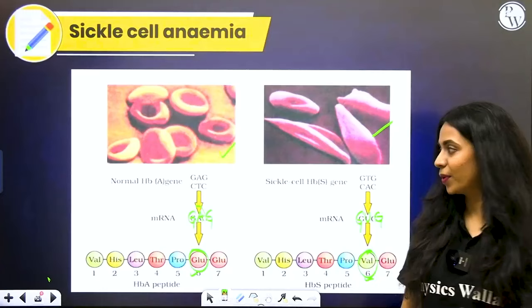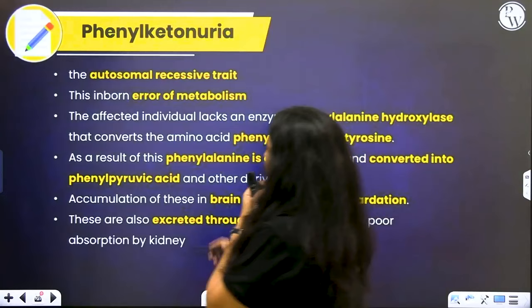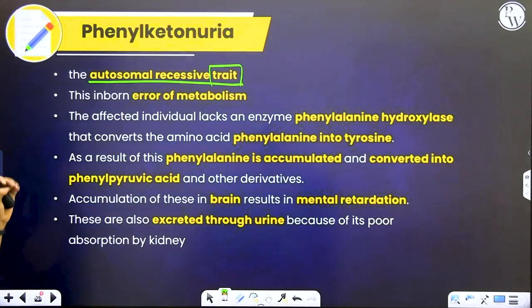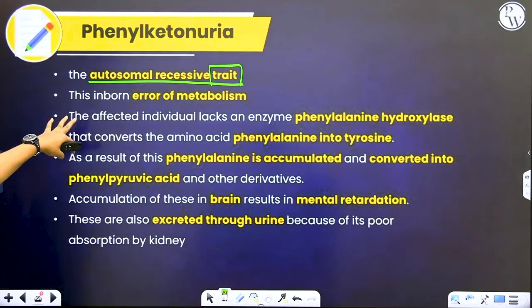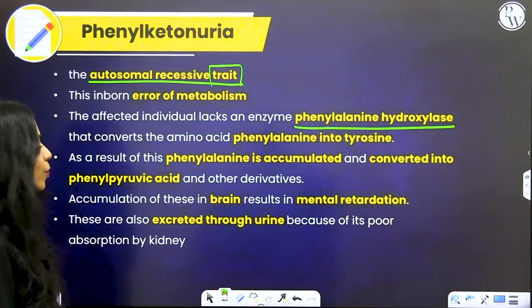Okay, next let's talk about phenylketonuria. Phenylketonuria is also an autosomal recessive trait. This is an error in metabolism. We've already discussed this under pleiotropy, right? So what happens here is they lack an enzyme called phenylalanine hydroxylase. Why is this phenylalanine hydroxylase important? It is the enzyme that is used to convert an amino acid, phenylalanine, into tyrosine.